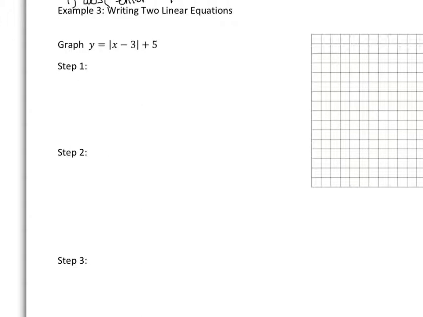It seems because we get the same result that we would have doing a table or even just putting it in the calculator. But I want you to see why absolute value is the way it is on the graph. So step 1 is to isolate the absolute value. That was step 1 that we did in chapter 1 as well.